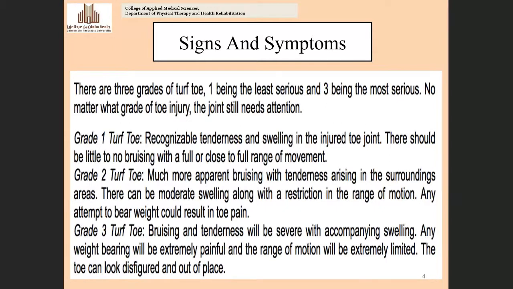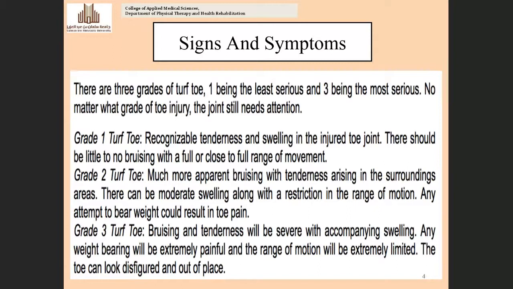But these two features, that means the bruising and the limitation of range of motion, you cannot find in the first stage, right? In the first stage, you have only tenderness and swelling. There is absence of bruising and limitation of range of motion. But in grade 2, there is a mild rupture, or you can say bruising, and you have a limited range of motion. But grade 3 is a very severe stage.